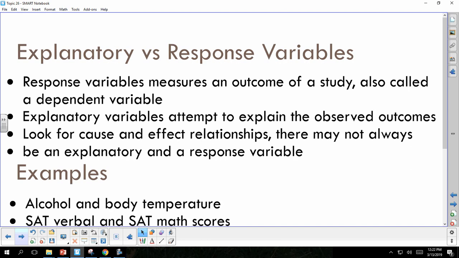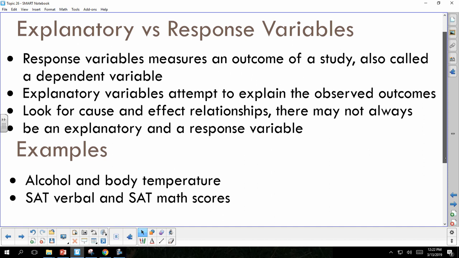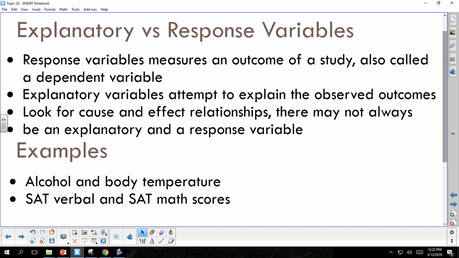The next thing, if we have bivariate data, we're going to want to look to see if we can identify an explanatory and a response variable. Remember, our response variables measure an outcome of a study, also called a dependent variable. Response variables can go on the y-axis. Explanatory variables attempt to explain the observed outcomes, also called the independent variable. We're going to look for cause and effect relationships, even though there may not always be one.